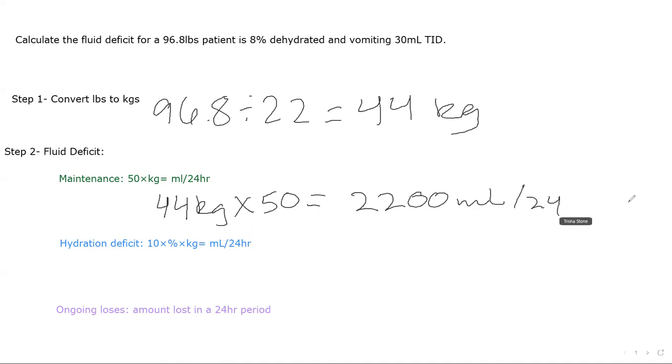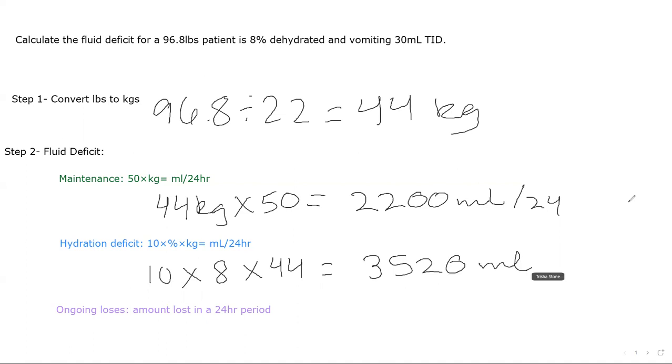Next, we are going to take 10 always, then times it by the percent dehydrated, and in this case, it's 8%, then times kilograms, which is 44. This equals 3,520 mils in 24 hours.